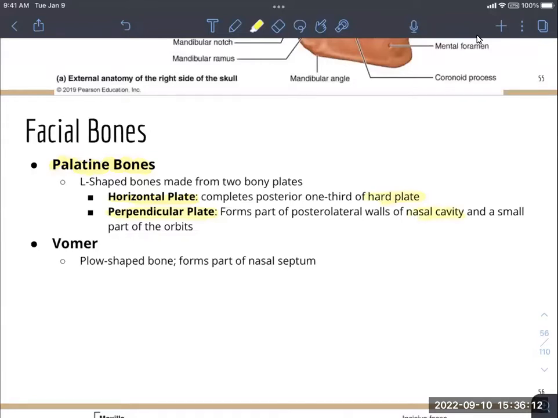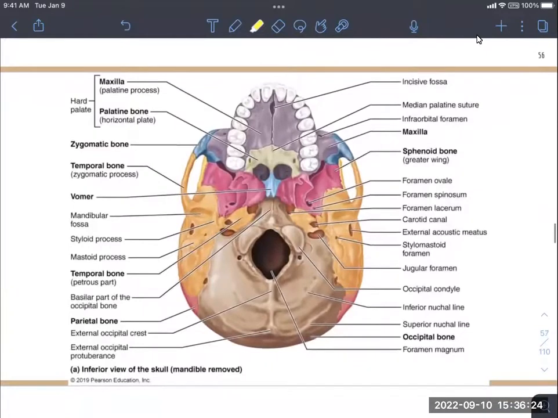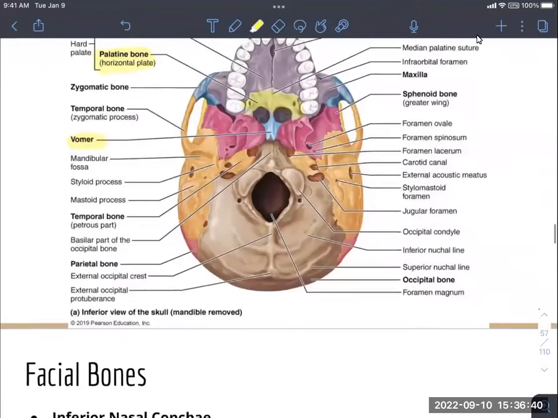We also have a vomer. That forms part of that nasal septum that separates your nasal cavity into a right and a left side. So this lighter blue here, that's your vomer. Here is your palatine bone. It's a horizontal plate because it makes up the back part of the hard palate.